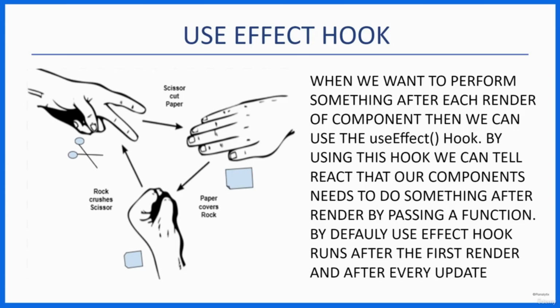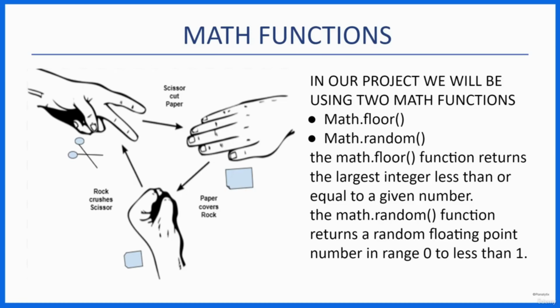Other than that, we can also provide some variables inside the useEffect hook's dependency array, so that whenever the value of those variables changes, only then will the useEffect hook run its functionality and render the whole page. And then the last thing is math functions, and in our project we'll be using basically two functions of math.